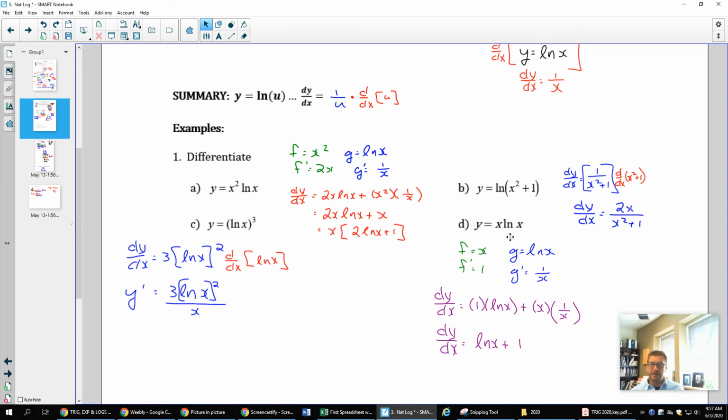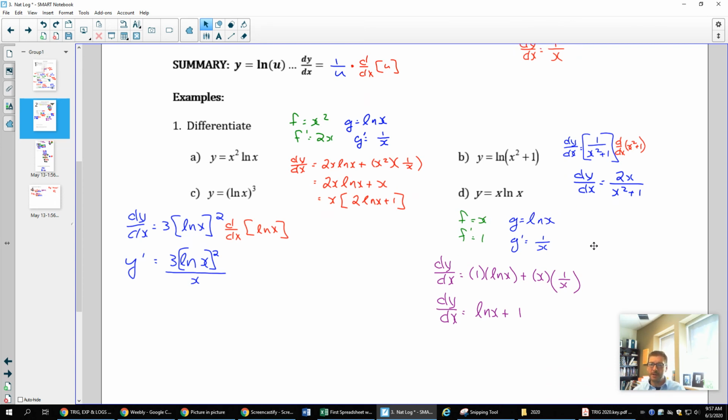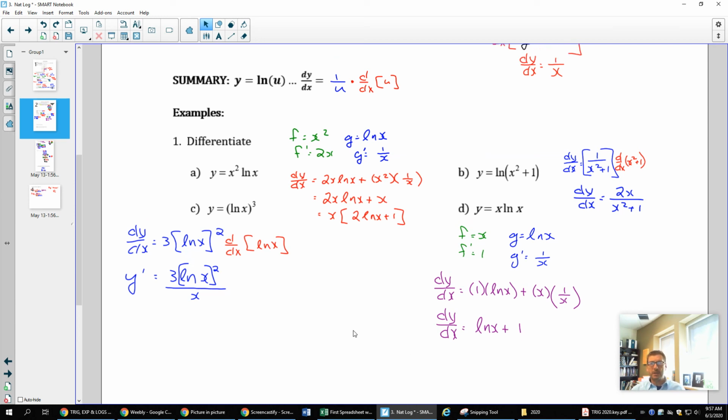For D, product rule. The first function is x. The second function is natural log of x. Find f prime and g prime, and put them into your formula. Again, you've got some rules happening here where x times 1 over x is 1. So that's kind of what we do with our natural log differentiation. We apply the rule, which is simply that whatever the function is, it's the reciprocal of the function times the derivative of the function. So B probably is the best example of what we're talking about: the reciprocal of the function times the derivative of the function.